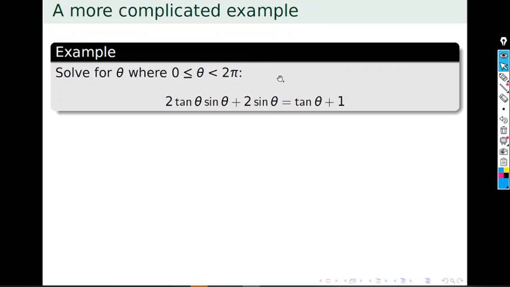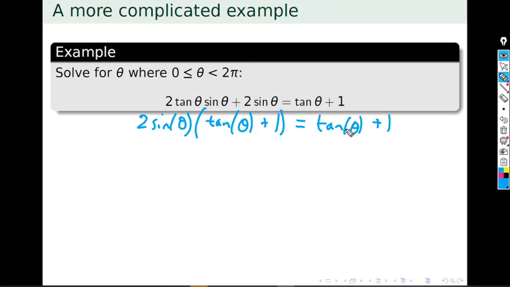Now, here is a more complicated example. What is a bit tricky with this is we've got both tan and sine. So it's a bit less obvious how we might factorize this. But I can kind of see that, tan theta plus 1, if I look here, say I were to take out a factor of 2 sine theta, again, I could do a bit of this grouping. So if I take out 2 sine theta, I'm left with here tan theta plus 1 is equal to tan theta plus 1.